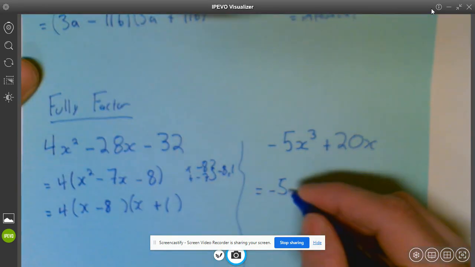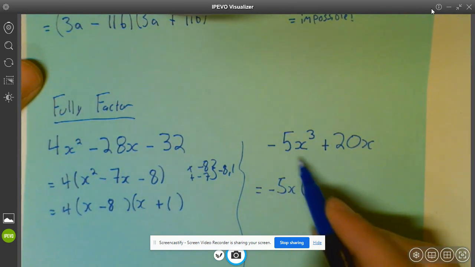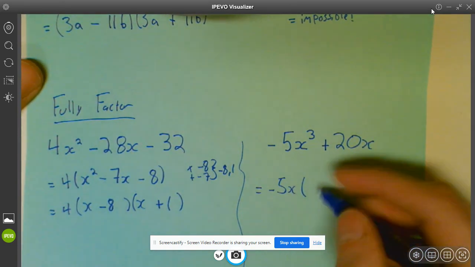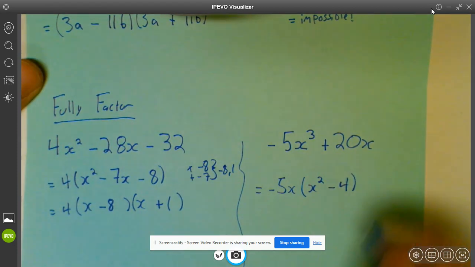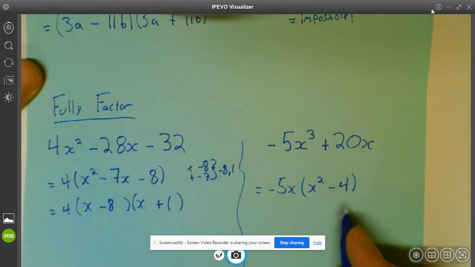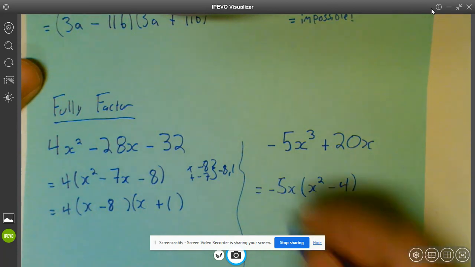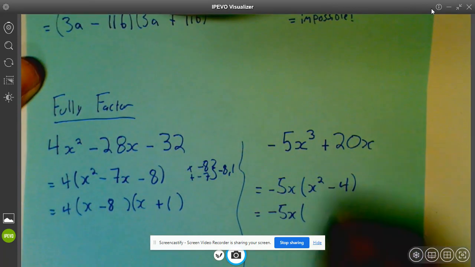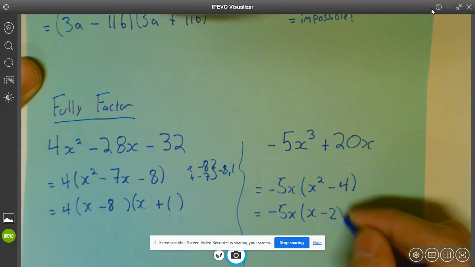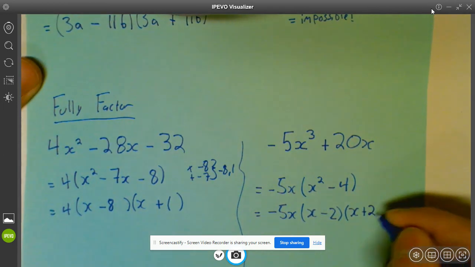These both share a 5, and they both share an x. And when I do that, when I divide both of these terms by negative 5x, I'm left with x squared minus 4. Now I do have a difference of squares. These are perfect squares separated by a minus sign, so I can keep going. I leave my common factor out front, and I've got x minus 2, x plus 2.